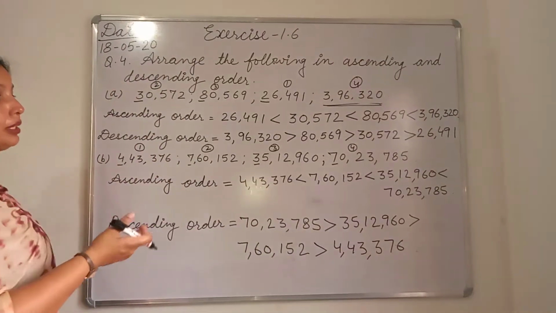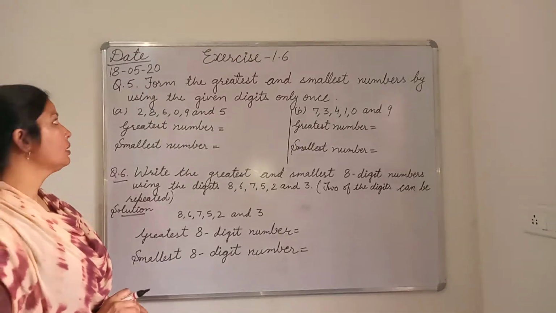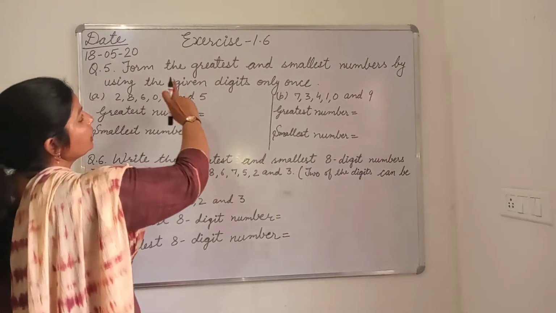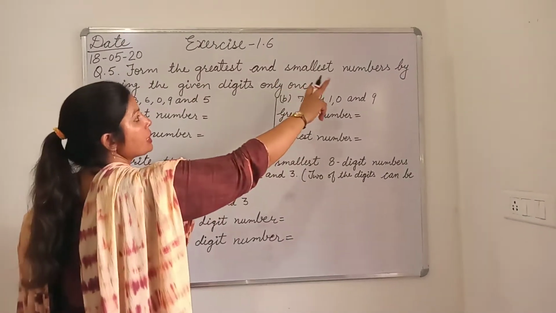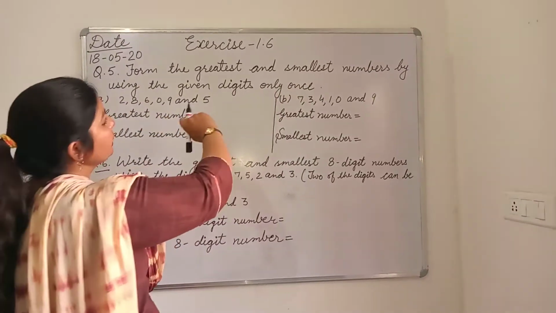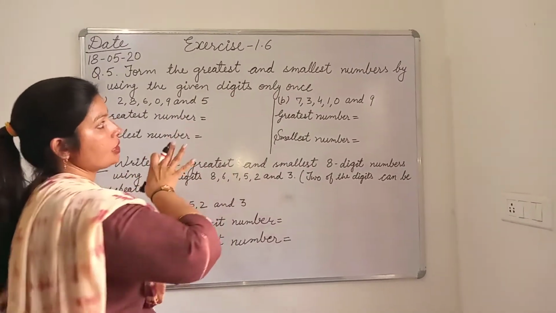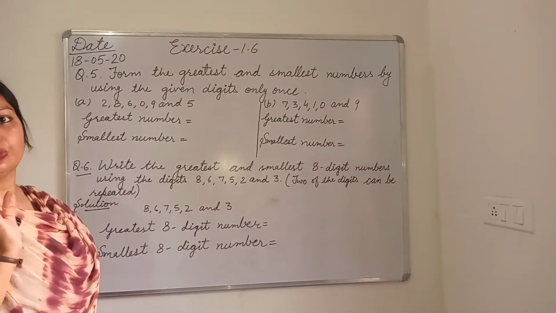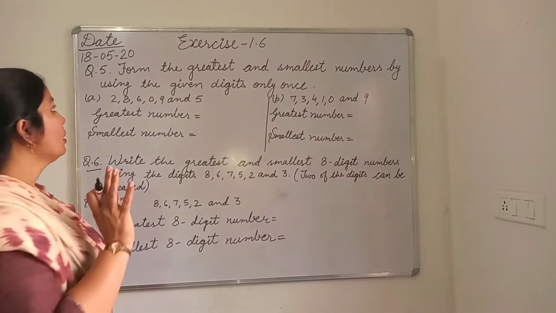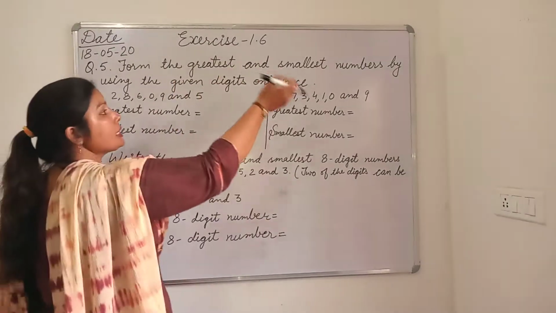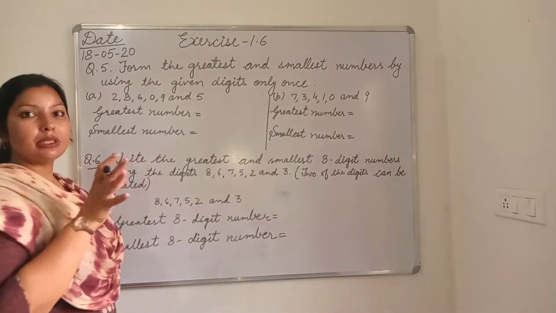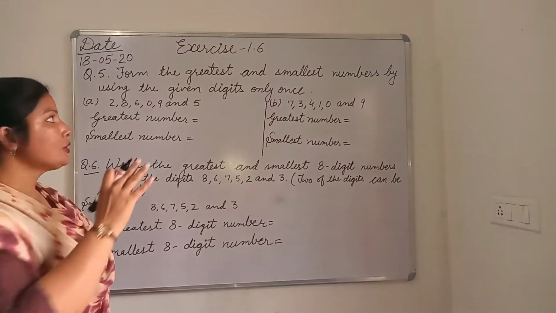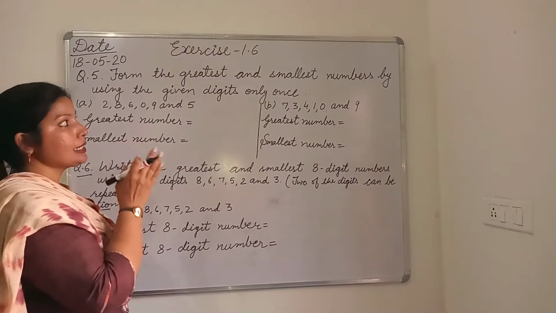Now we will do question number 5. Form the greatest and smallest number by using the given digits only once. It means you have to use each digit only one time. And you should make the greatest and smallest number. It is not given to make the greatest 5-digit number, 6-digit, or 7-digit. Like this, it is not given. Only greatest and smallest are given.